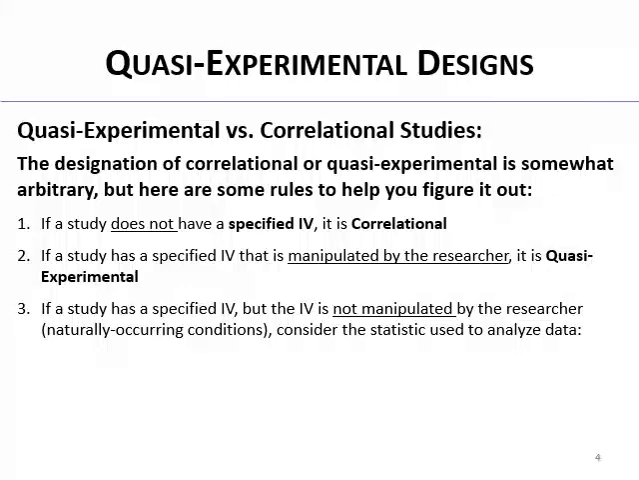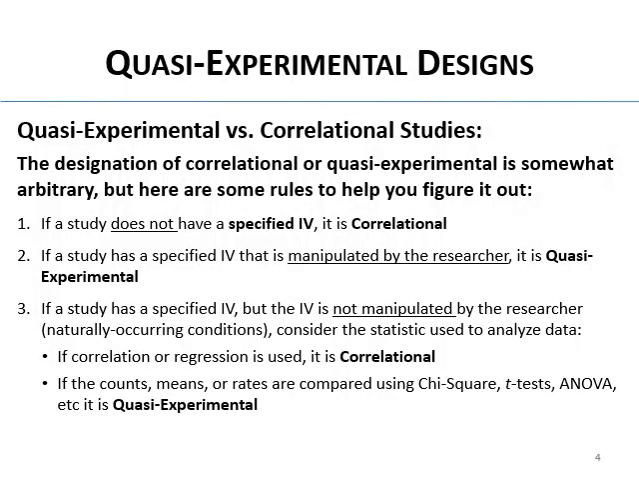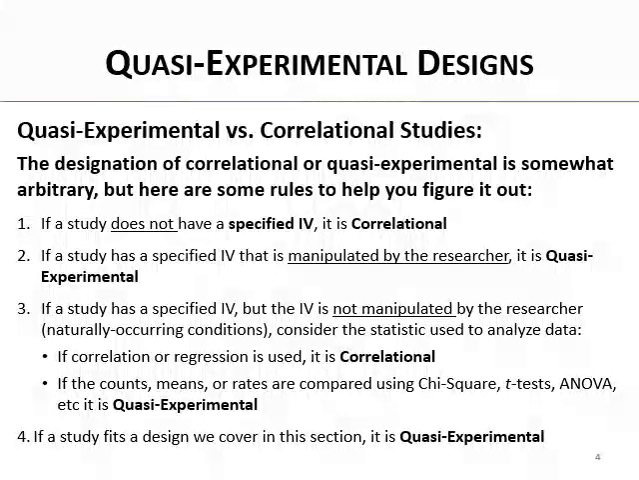If a study has a specified IV, but the IV is not manipulated by the researcher, so it's just naturally occurring conditions, you really have to look at what statistic was used to analyze the data, and that helps you determine what the research design is. If you use correlation or regression, it's a correlational design. If you analyze counts, means, or rates using chi-square or t-test or ANOVA, something like that, it's a quasi-experimental design. If a study fits a design we cover in this section, it's also quasi-experimental. So hopefully that's useful.